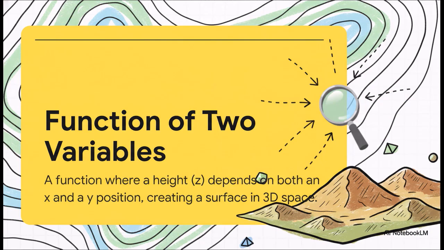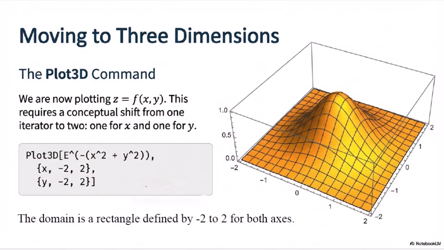So how in the world do we even create a surface? Well, instead of a function where y just depends on x, we now have a function where a height, let's call it z, depends on both an x and a y position. The best way to think about it is like a landscape. For every point on a map, there's a specific elevation. And the command for this is exactly what you'd probably guess.